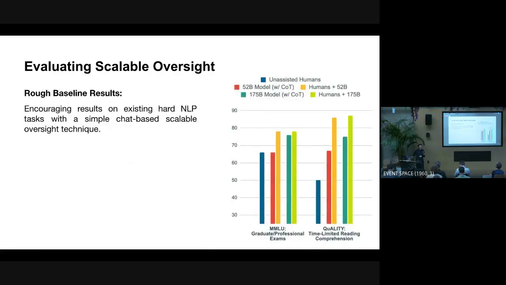This is a thing I've been playing around with a bunch at Anthropic. This is a bit of a detour, but we've got some rough baseline results, just trying out the simplest possible case in an experiment like this. They're showing that for some moderately hard NLP tasks, humans with access to a model do significantly better, significantly closer to expert performance, than humans without.